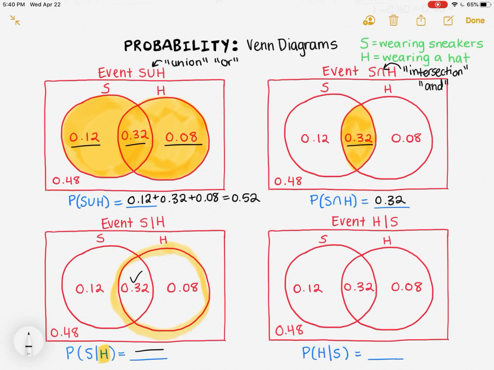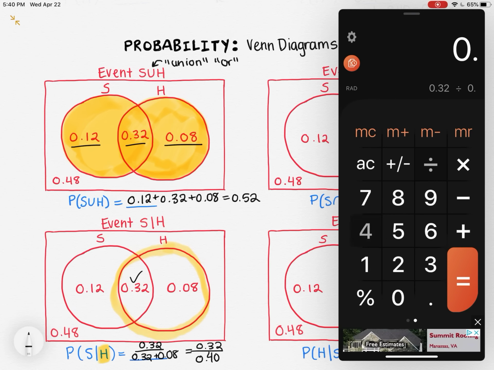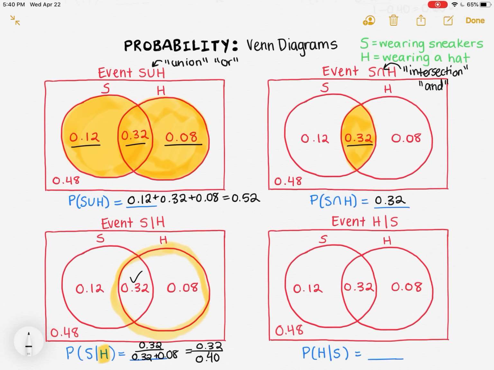So to calculate my conditional probability, my denominator needs to be the total probability in the area I've circled. So that's 0.32 plus 0.08. And then my numerator is the probability I want to know, which is the probability of wearing sneakers within the wearing a hat section. So I already have that checked off, which is 0.32. Now I can just simplify this to 0.32 divided by 0.40, and if I do that in my calculator, that will give me 0.8.